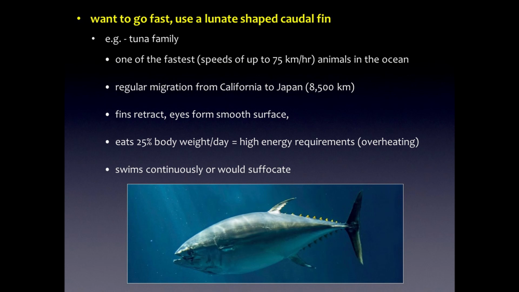The other thing is, being able to swim fast comes with a price. They have huge energy requirements. They have to eat at least 25% of their body weight every day in order to maintain the speeds at which they swim. So this is a huge thing. This can be an issue if you're a tuna. You need to always have food available or be finding food in order to maintain your tuna lifestyle.